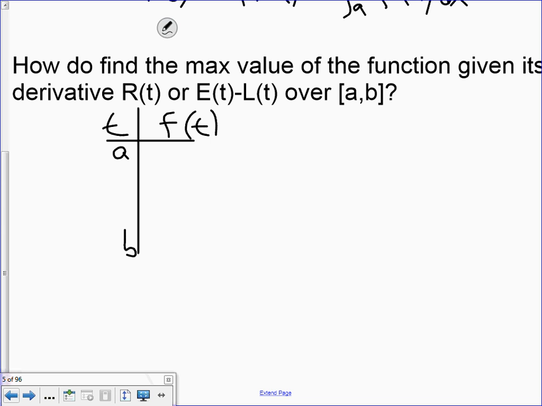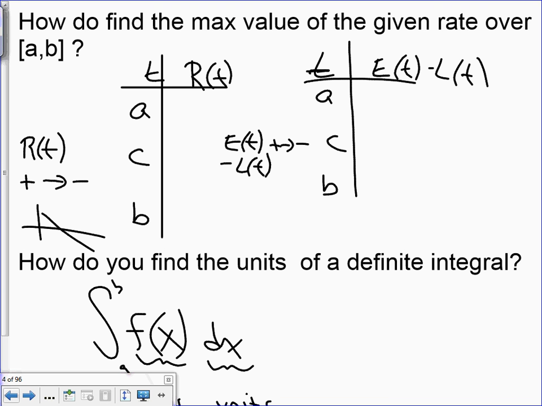Endpoints. Or this time, the derivative going from positive to negative is either r of t. Wait a minute. Did I say r of t last time going from positive to negative? I'm sorry. I made a mistake, kids. This one I was asking the maximum value of the given rate. It would be at an endpoint, but not when the rate goes from positive to negative. If I want the maximum value of the rate, when the derivative goes from positive to negative.